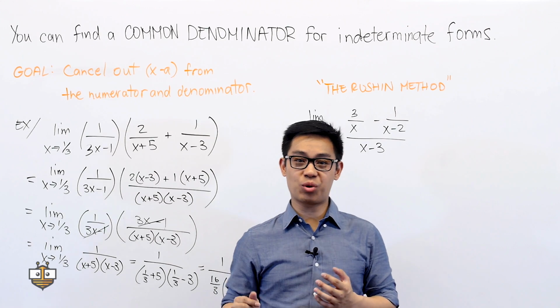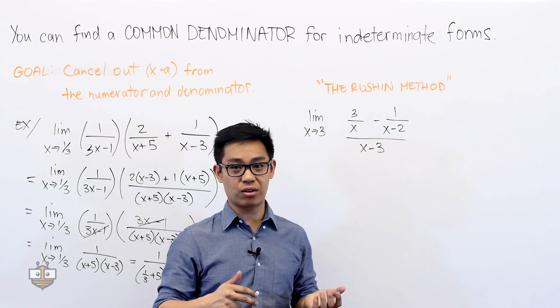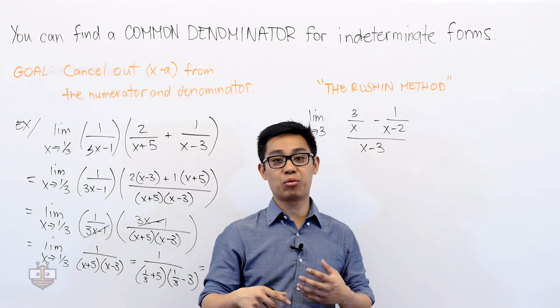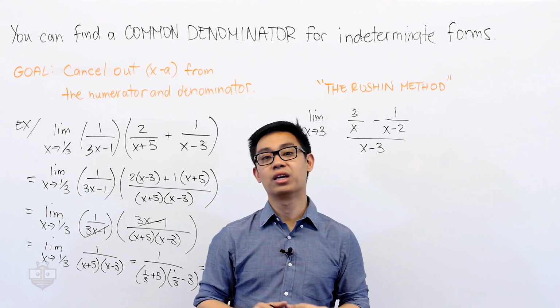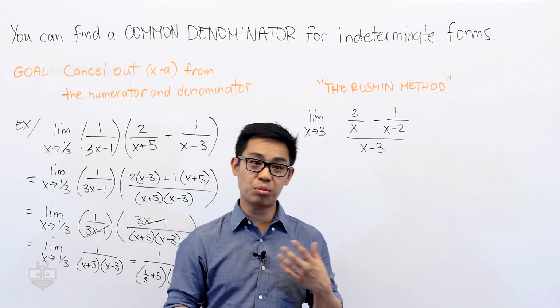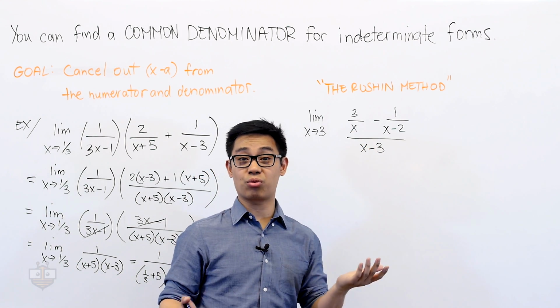Now, what about in the situation that we have fractions over fractions? You can again find a common denominator, and then you'll have to divide, which means that for dividing fractions, you have to multiply by the reciprocal. Anyway, there's a quicker way to simplify expressions that have fractions over fractions, and that's called the Rushin method.